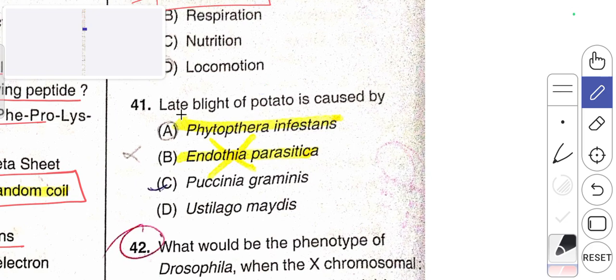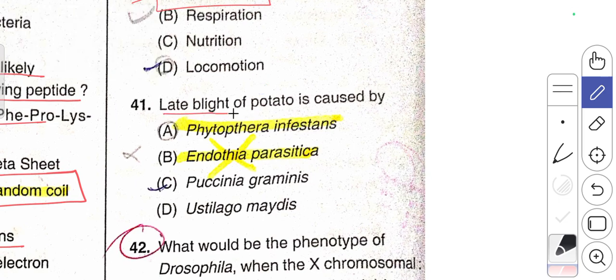Then 41. Late blight of potato is caused by Phytophthora infestans. A is the right answer.